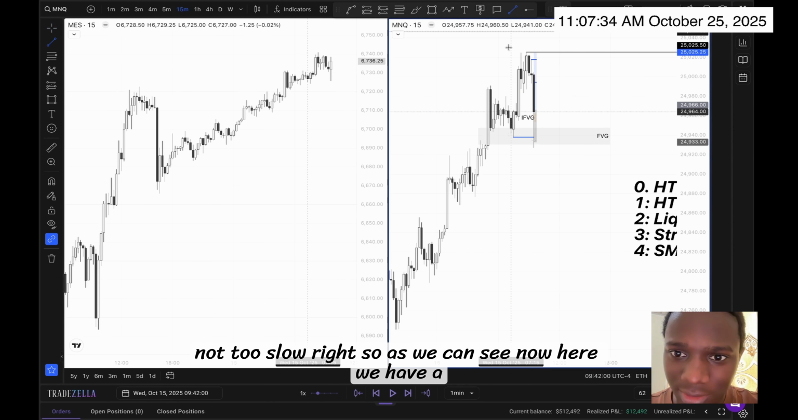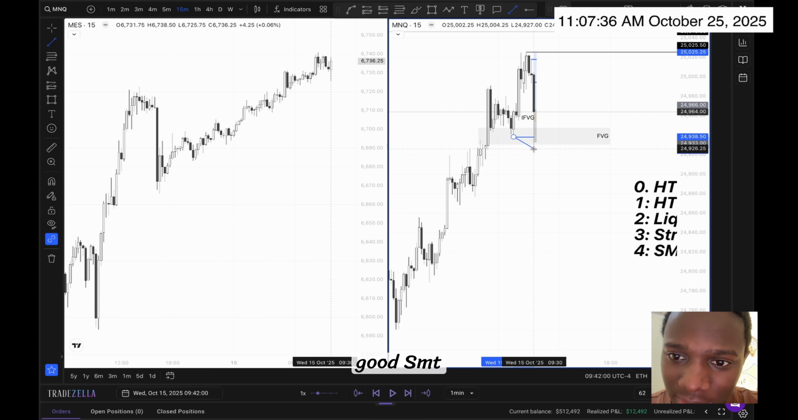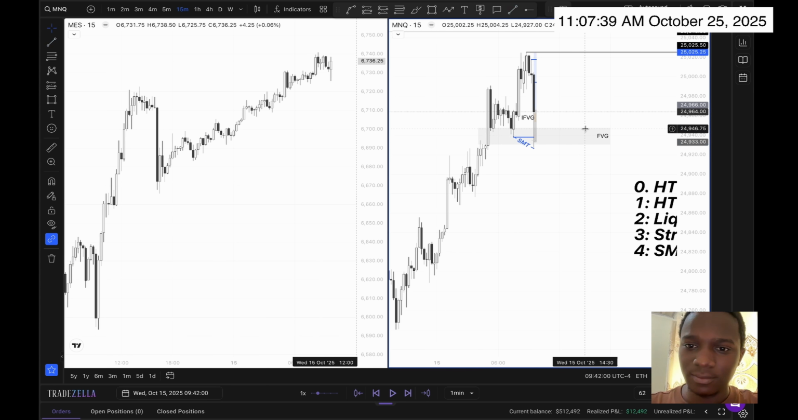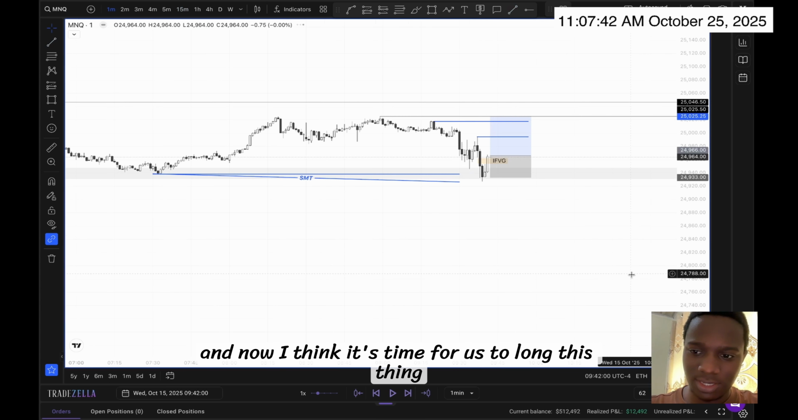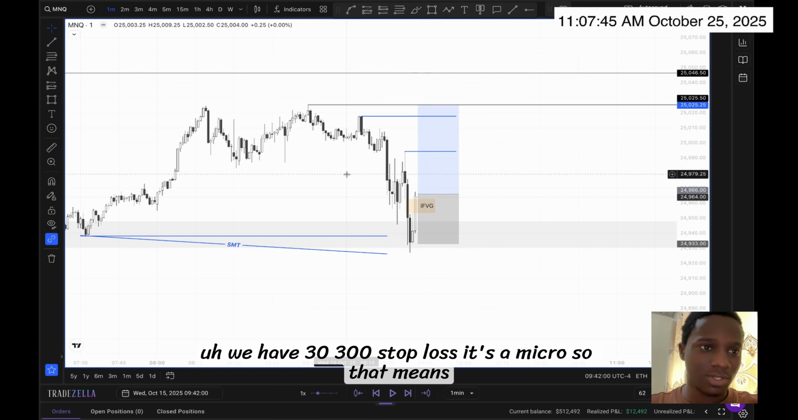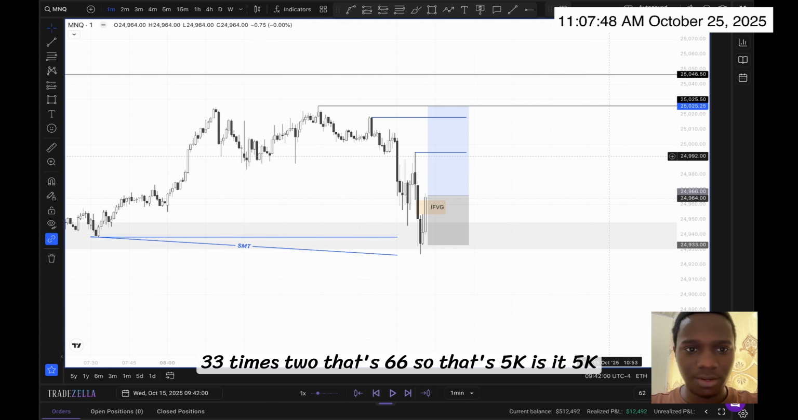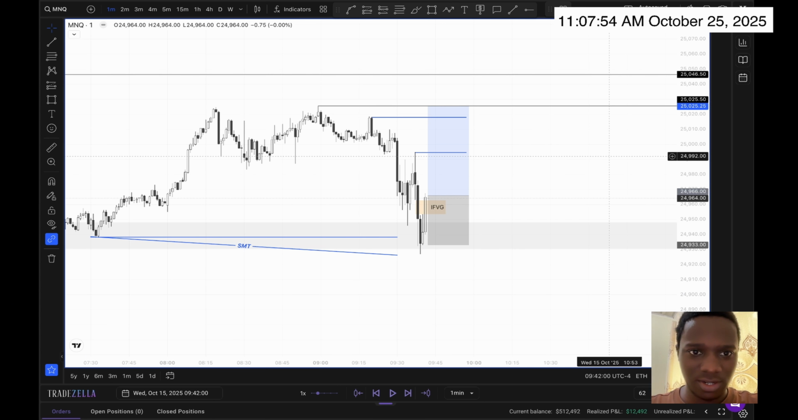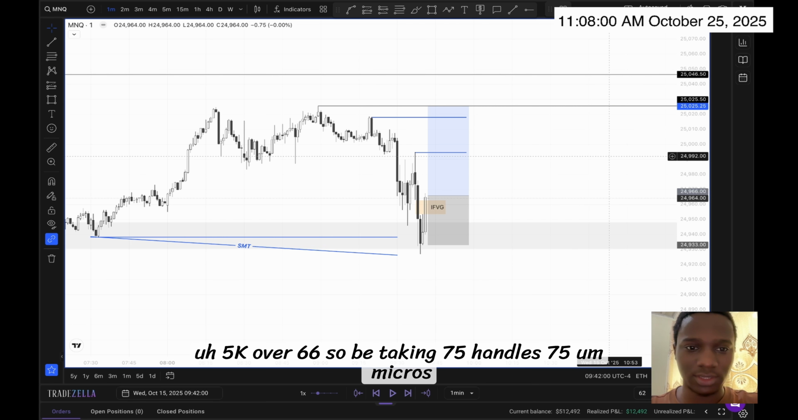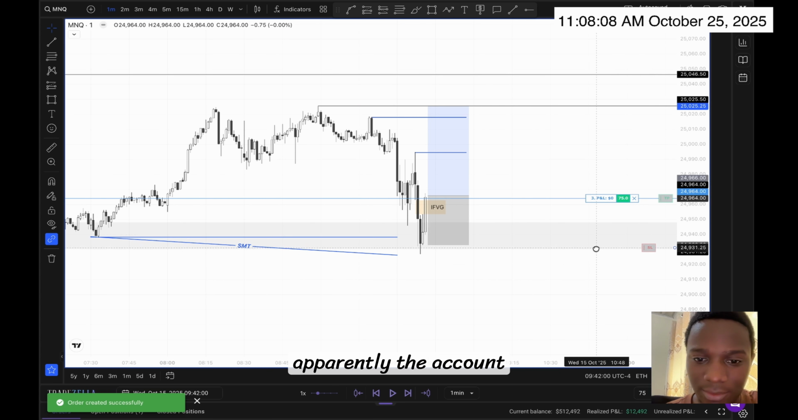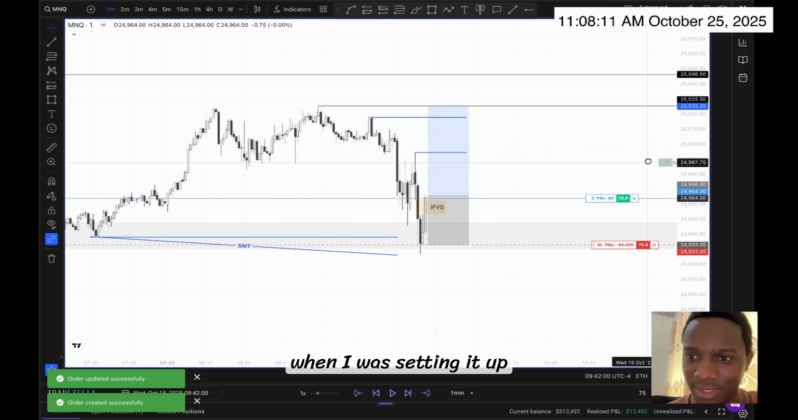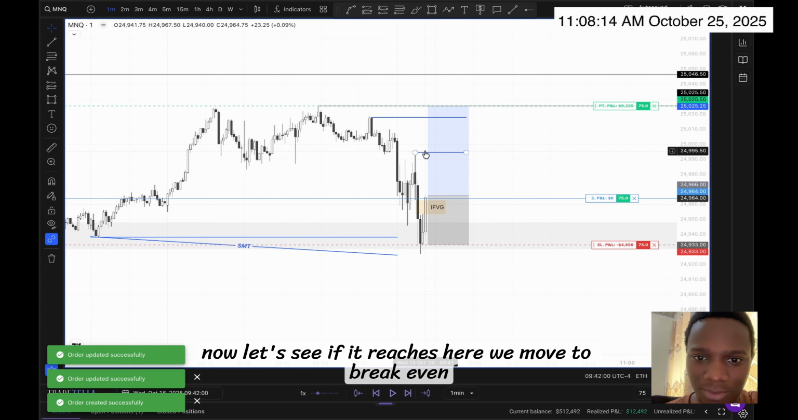Right, so as we can see now here we have good SMT, and now I think it's time for us to long this thing. We have 33 points stop loss. It's a micro, so that means 33 times 2, that's 66, so that's 5k. Is it 5k over what? 5k over 66, so we'll be taking 75 micros. Apparently the account turned out to be bigger than I thought when I was setting it up. Now let's see if it reaches here. We move to break even at the high.